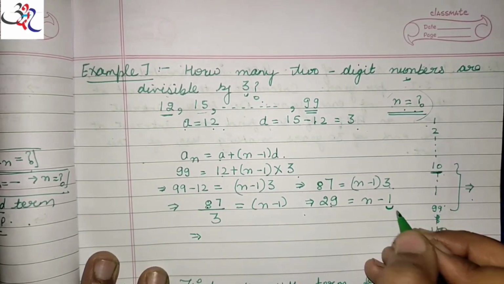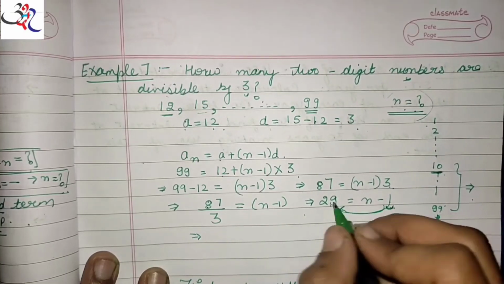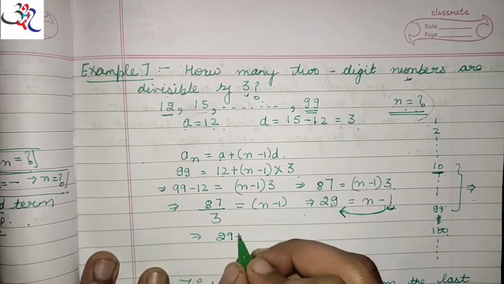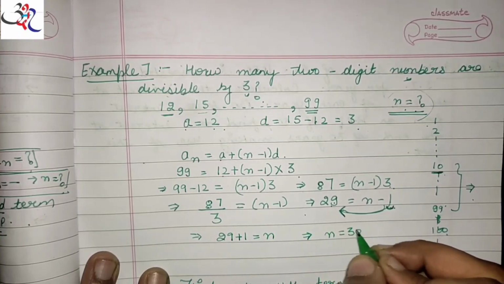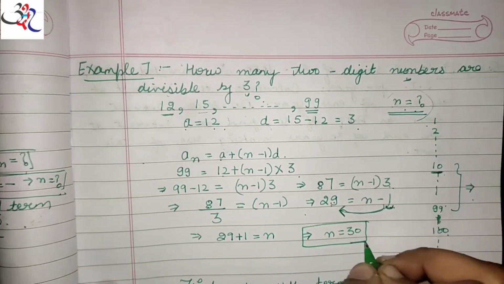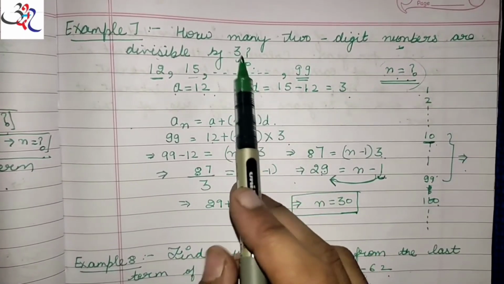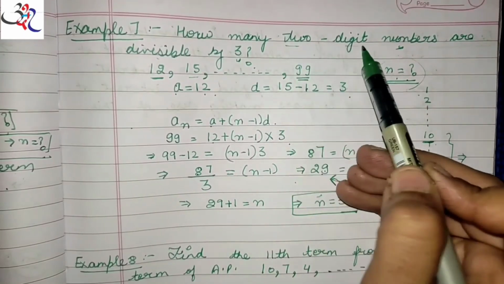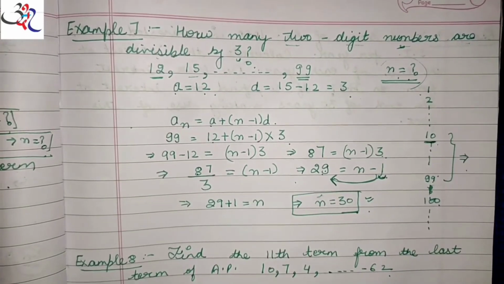So this minus 1 will get added to the right hand side. It will become 29 plus 1 is equal to n. So my n will become equal to 30. Okay, so the total number of 2-digit numbers which are divisible by 3 is equal to 30.